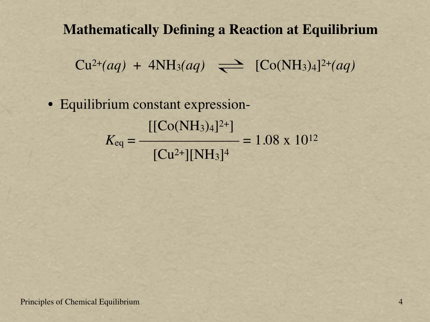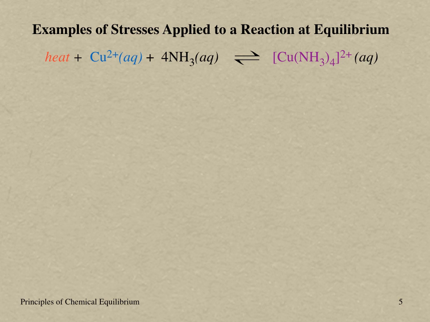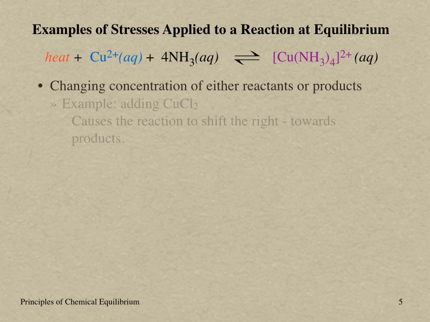This number is constant at a given temperature, although the actual concentrations of the reactants and products can vary immensely by subjecting this reaction to different stresses. A similarly defined value called the concentration quotient Q represents the reaction when it is not at equilibrium. So, the forward and reverse reaction rates are not equal, and the reaction is still adjusting to an applied stress. Let's consider how some typical chemical stresses can affect this reaction at equilibrium.